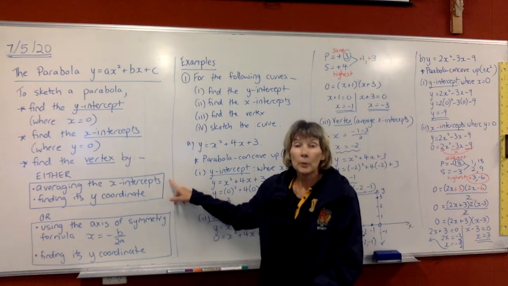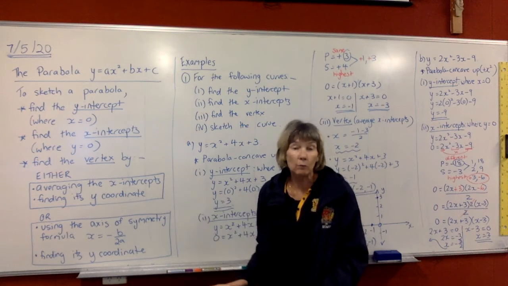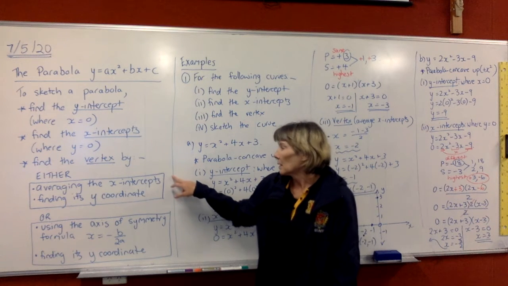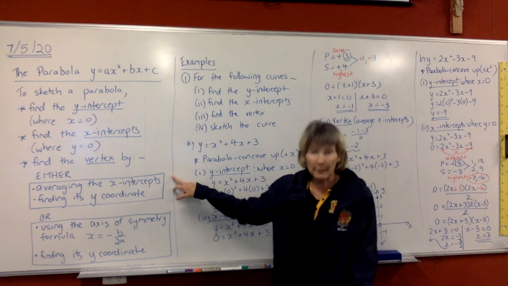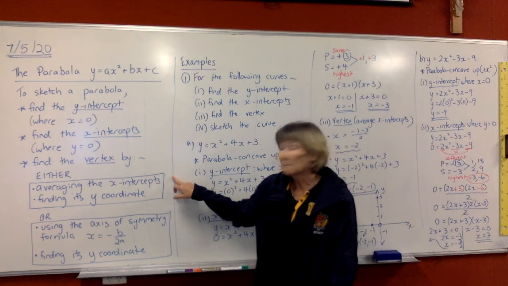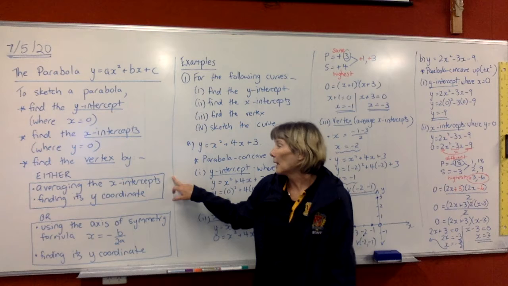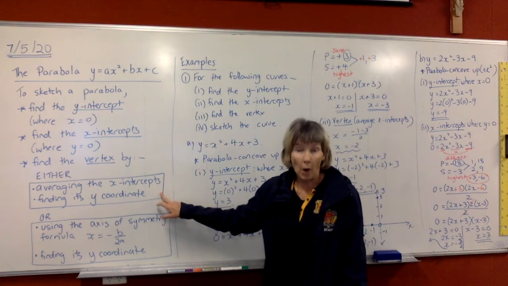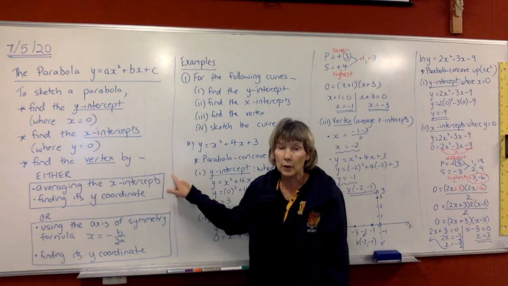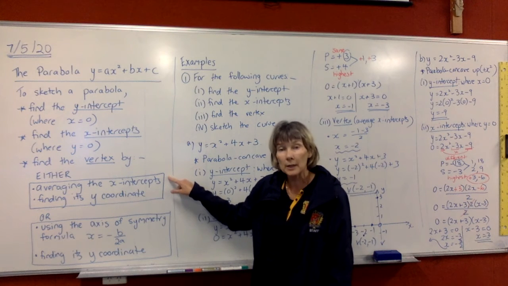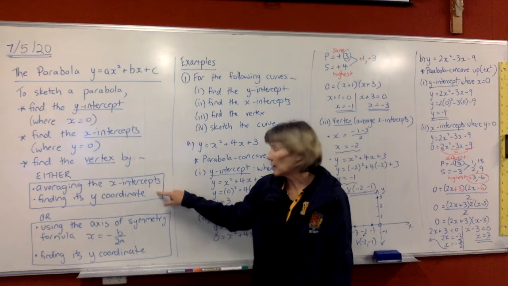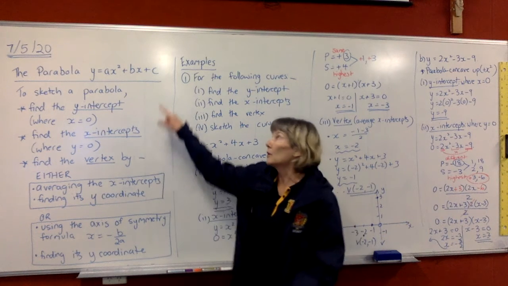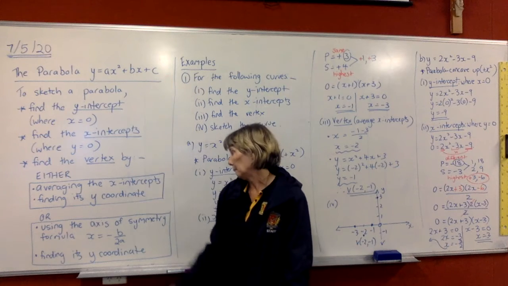If you have x-intercepts, even if you have one x-intercept, I want you to do it this way because it's much quicker. So if you've got x-intercepts, you can average those x-intercepts to find an x value, and that will be the x value for your vertex. And then you're going to find the y coordinate of the vertex that goes with that. So this will get you the x coordinate of the vertex, and then you'll find the y coordinate of the vertex by substituting back into the original equation they give you.